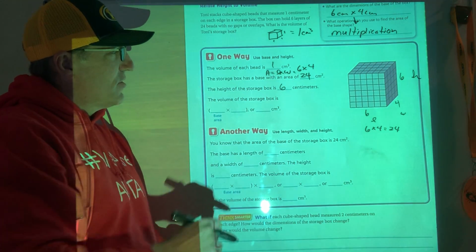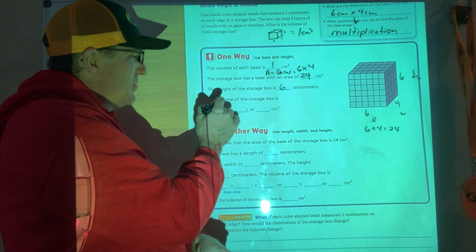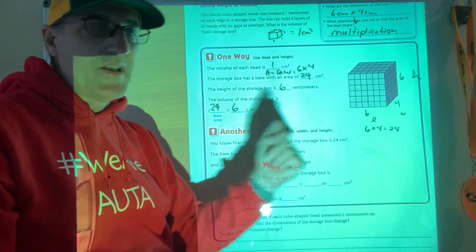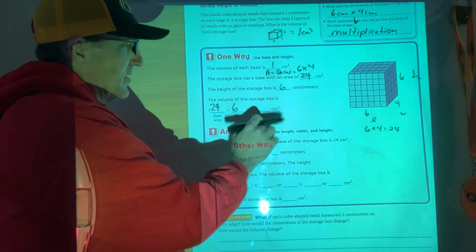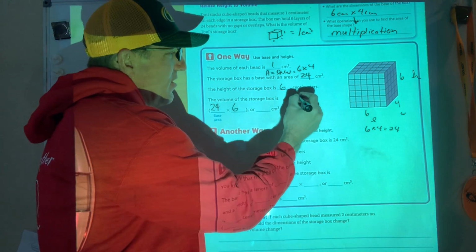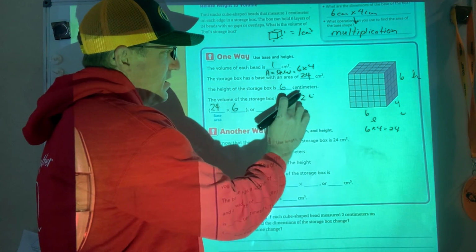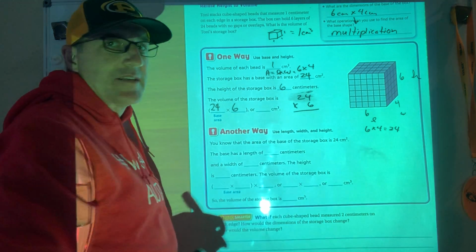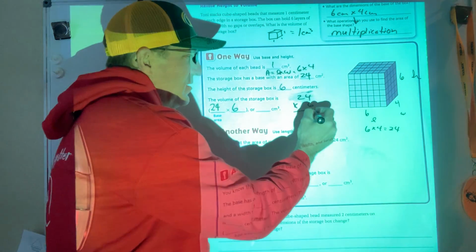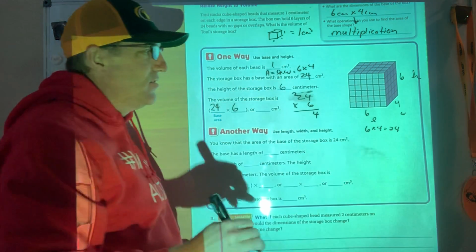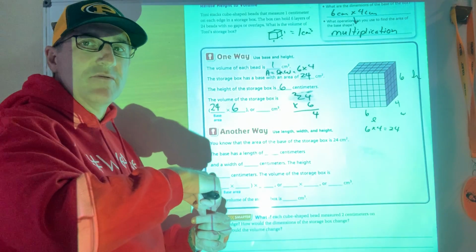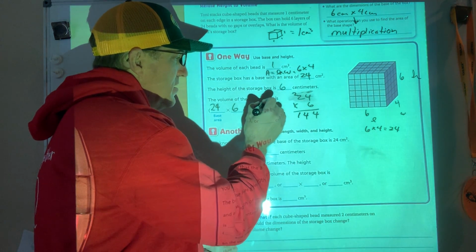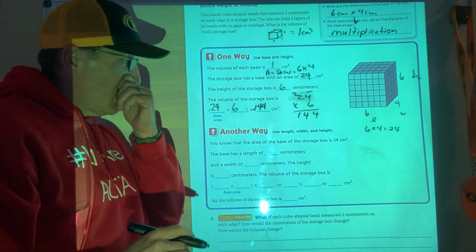So the volume of the storage box is 24 times 6. 6 times 4 is 24, times 6, length times width times height. They just say to do that in your head. Well, we're going to have to write that over here. 24 times 6. 6 times 4, 24. 6 times 2, 12, plus my other 2 gives me 14, so I get 144 centimeters cubed.